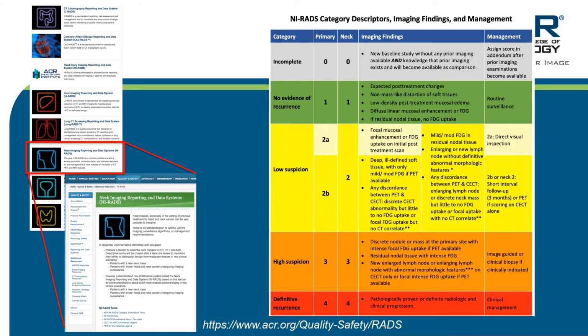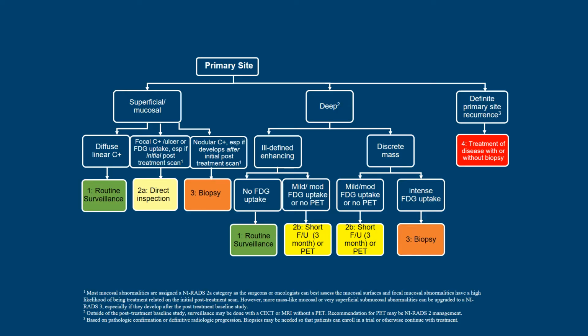If you're thinking about using this at your institution, there are a lot of resources on the ACR page. You can see this category descriptor table, but also flowcharts that walk you through an abnormality, for example, at the primary site, deciding is it superficial, is it deep? If it's deep, is it ill-defined, or is it discrete? If it is discrete, what is the FDG uptake? And then helps you decide on a NI-RADS category and next step.